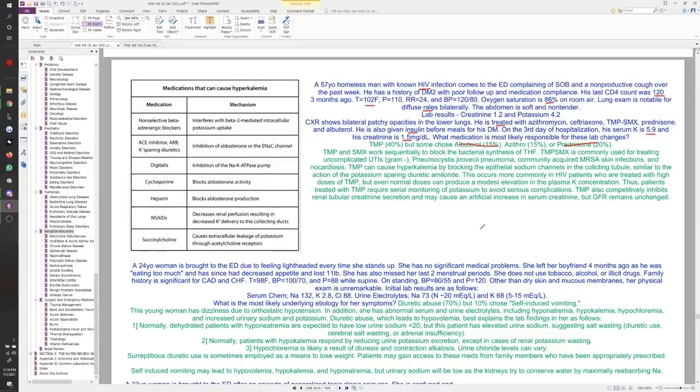This occurs more commonly in HIV patients who are treated with high doses of TMP, but even normal doses can produce a modest elevation in the plasma potassium concentration. Thus, patients treated with TMP require serial monitoring of potassium to avoid serious complications. TMP also competitively inhibits renal tubule creatinine secretion and may cause an artificial increase in serum creatinine, but GFR remains unchanged. Now, did you need to remember that TMP causes a direct effect on potassium?